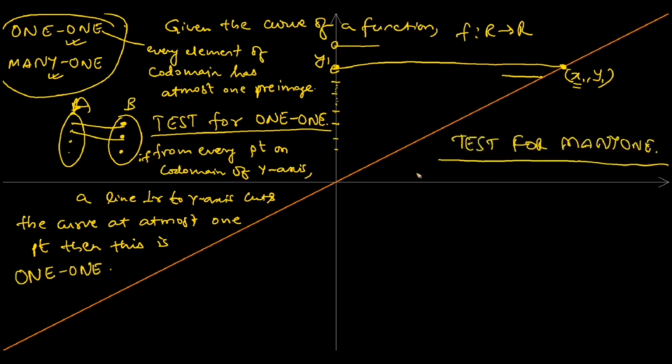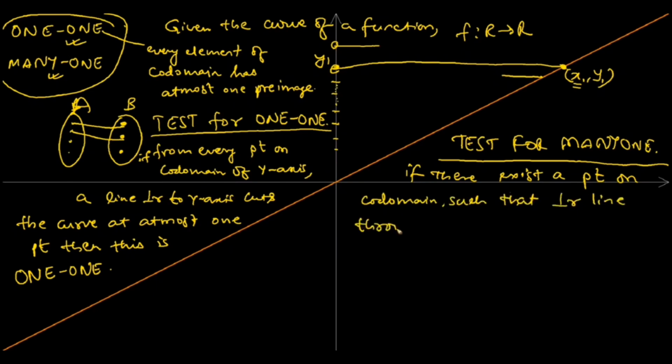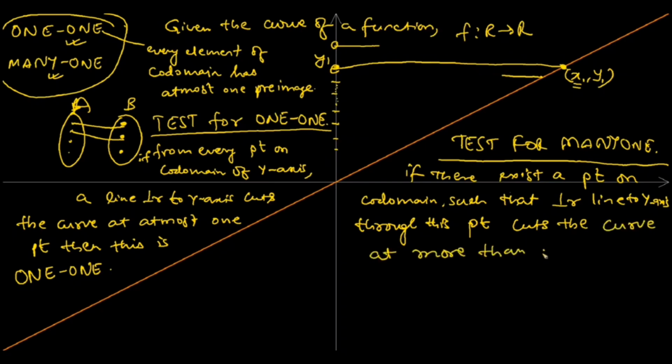Now the test for many-one: if there exists a point on the codomain such that the perpendicular line to the y-axis through this point cuts the curve at more than one point, then it is many-one.